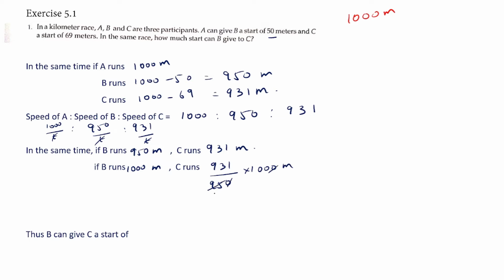So when we simplify, this is 980 meters. So if B runs 1000 meters, then C runs 980 meters. Thus B can give C a start of 1000 minus 980, which is 20 meters. So B can give C a start of 20 meters.